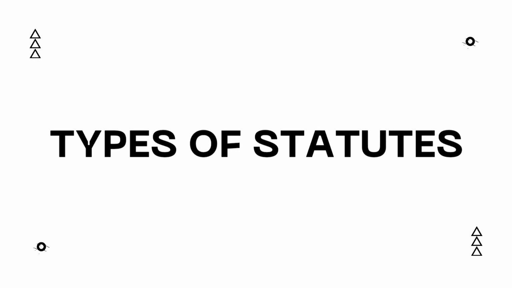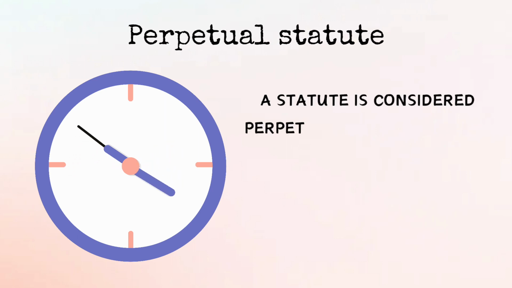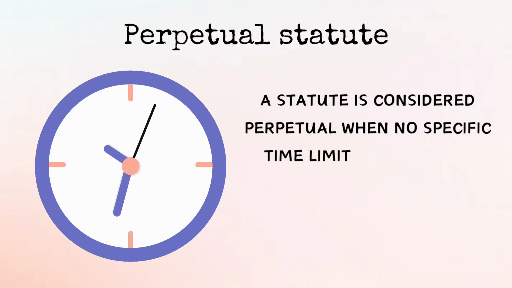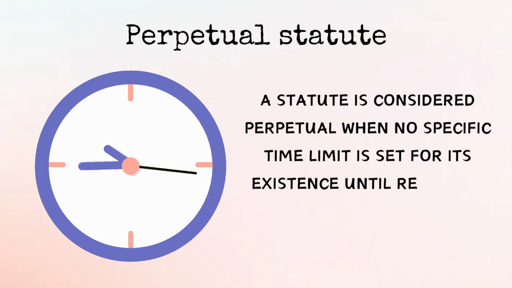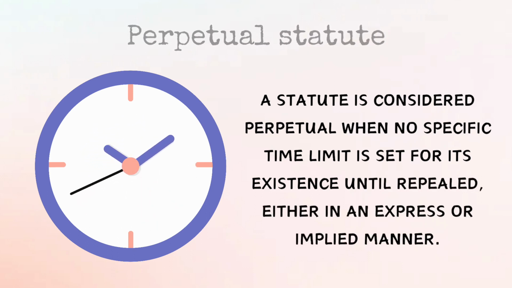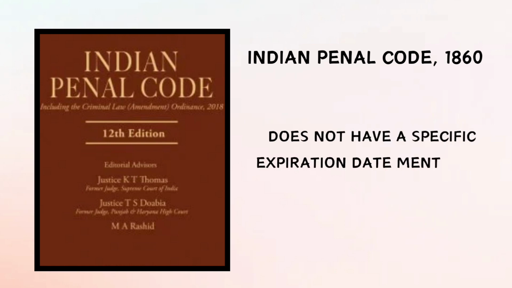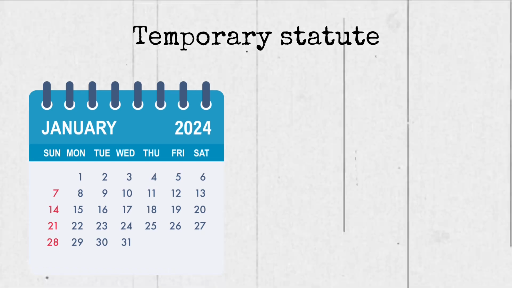Types of statutes. Perpetual statute. A statute is considered to be perpetual when no specific time limit is set for its existence until repealed, either in an express or implied manner. Example: the Indian Penal Code 1860 is considered a perpetual statute because it does not have a specific expiration date mentioned within its provisions.